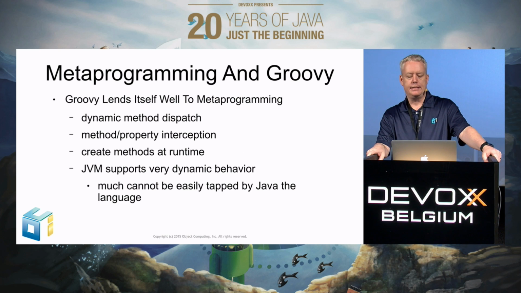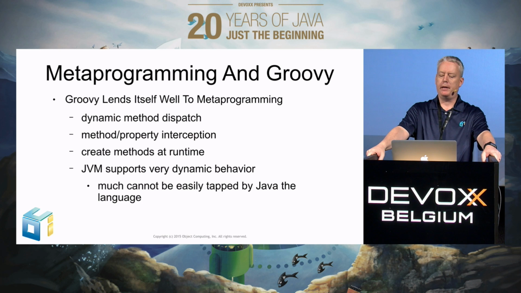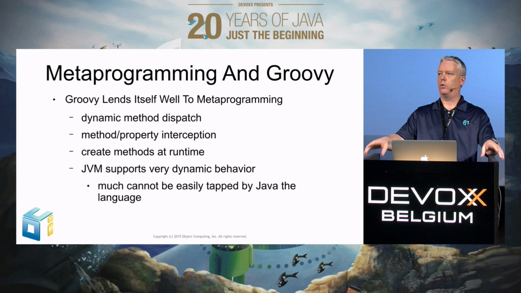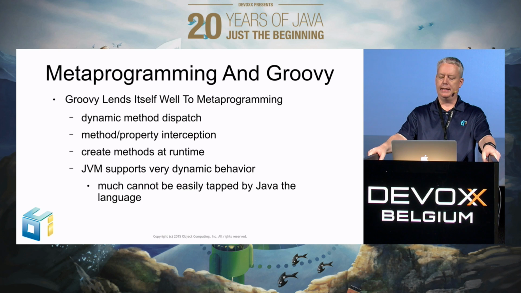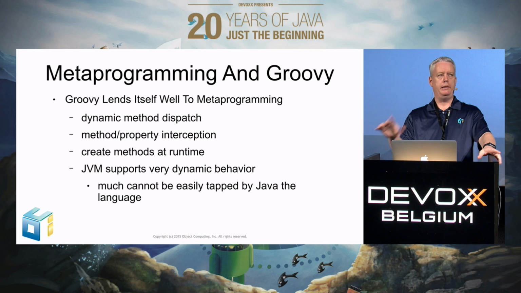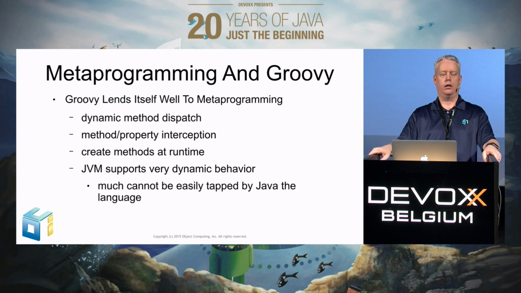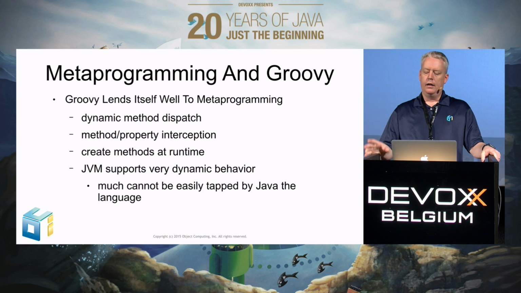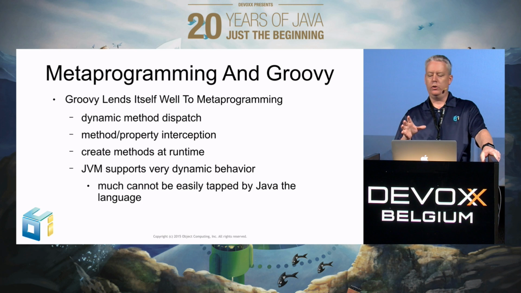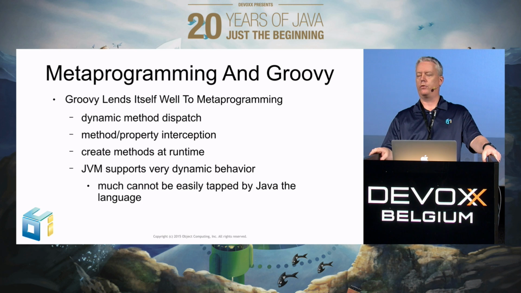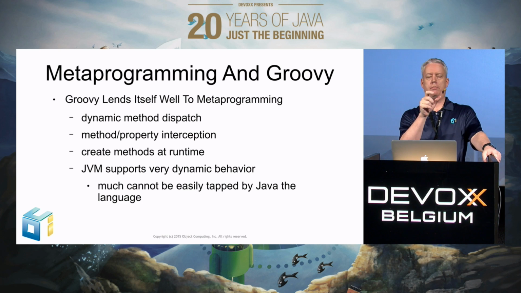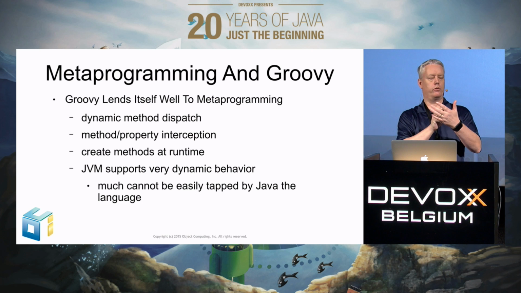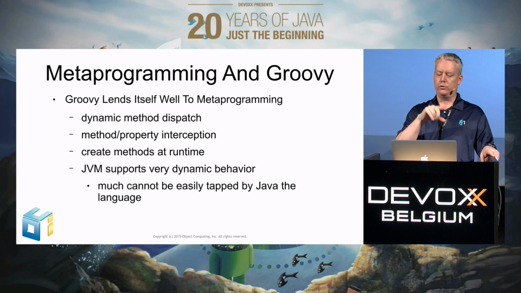It turns out that Groovy lends itself very well to that kind of metaprogramming. So when you make a method call from Groovy, Groovy's syntax, of course, is very similar to Java's syntax. So if you've got an object reference called obj and you want to invoke a method called doit on that object reference, you would have something like obj.doit, and then maybe some parentheses after that.